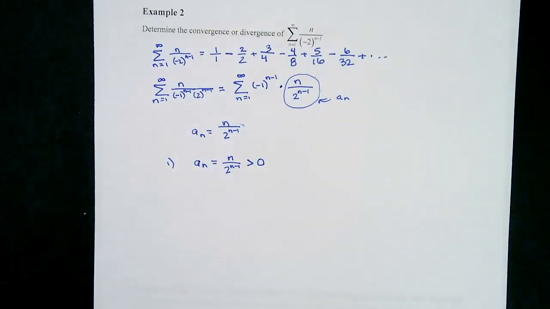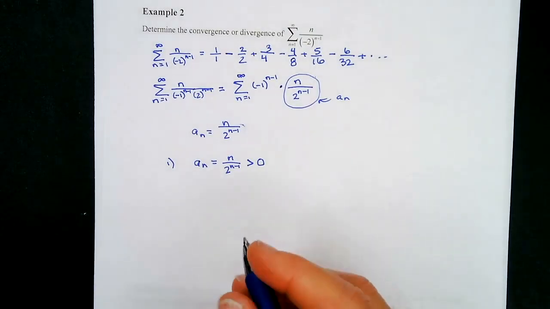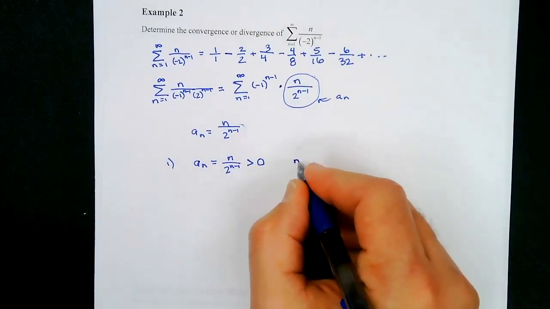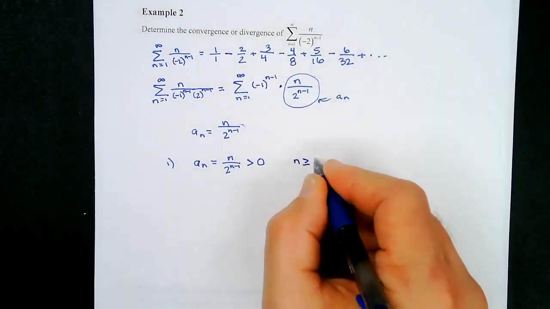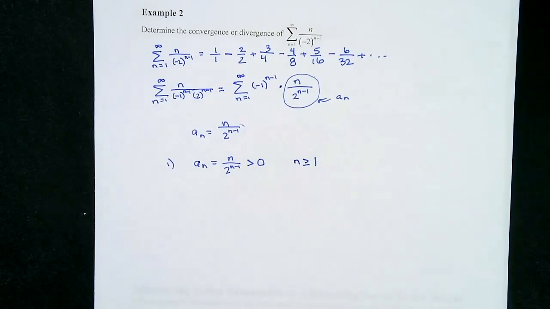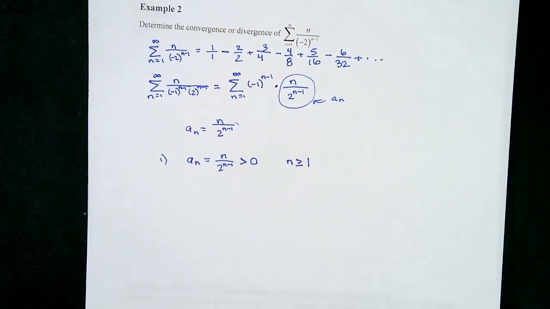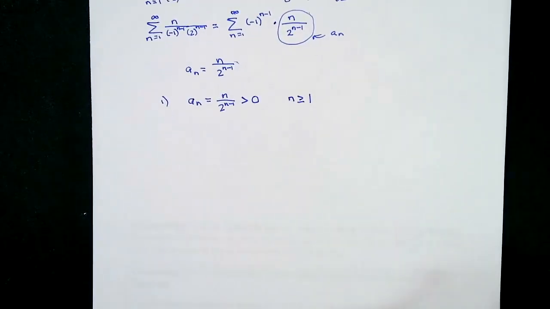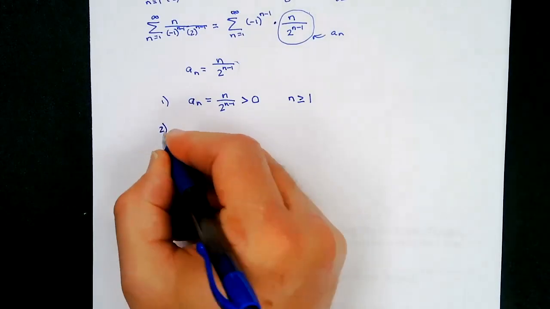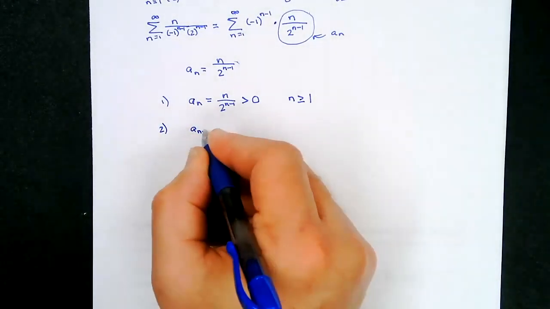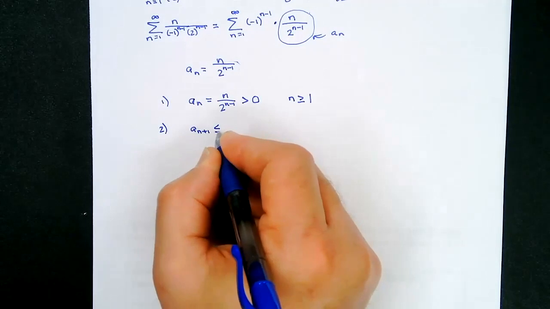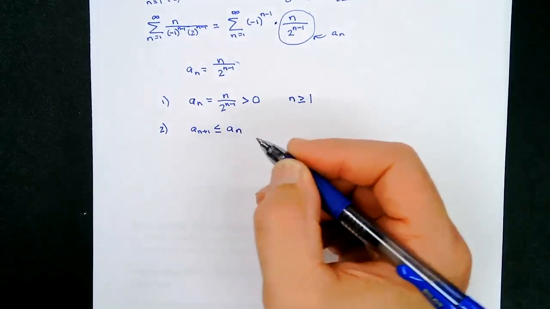Okay, so then the next thing we've got to establish is that a sub n plus 1 is smaller than a sub n. Okay, and I should have said this is true for n greater than or equal to 1. All right, let me slide this up a little bit. Okay, so our second thing that we need to show is that a sub n plus 1 has to be less than or equal to a sub n, right?